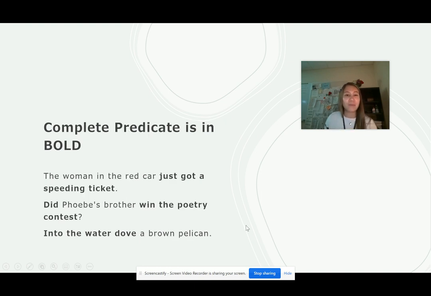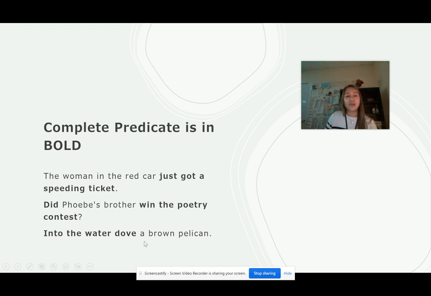Okay, now let's look at the complete predicate. So, same example, the woman in the red car just got a speeding ticket, which is our simple predicate. It's the ticket, okay, or the speeding ticket. But our complete predicate, we have just got a speeding ticket, okay. Now, next, did Phoebe's brother win the poetry contest, which is our action word here? Win, did win, okay. What is our complete predicate? Did win the poetry contest. Okay, all the modifiers are there.